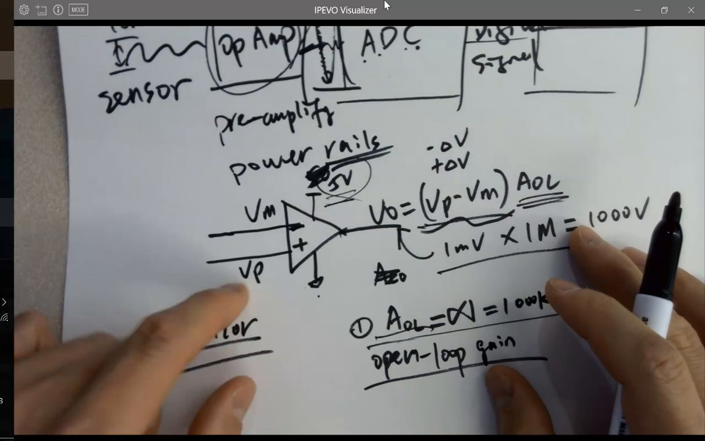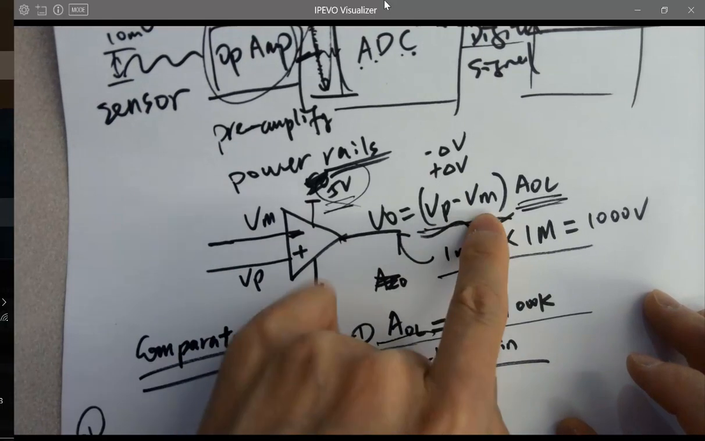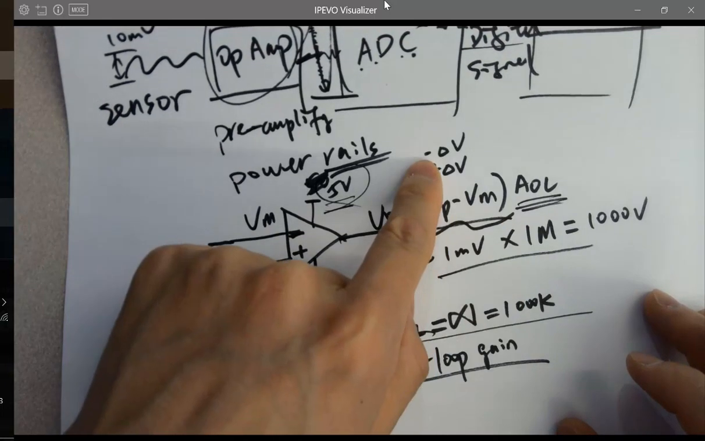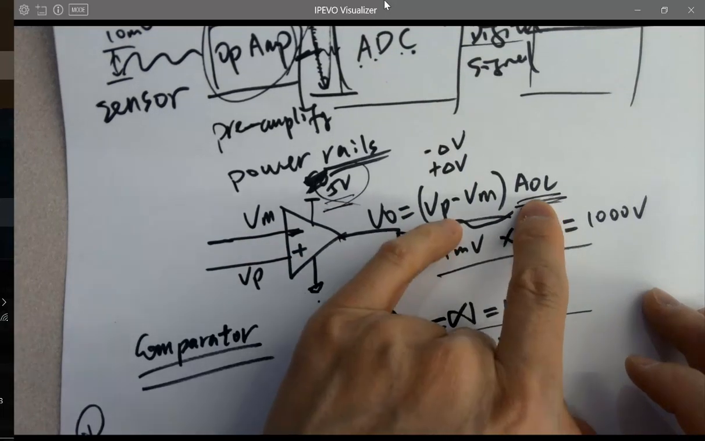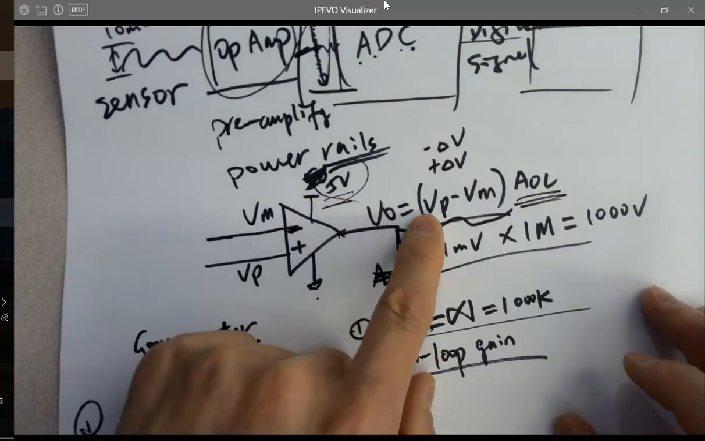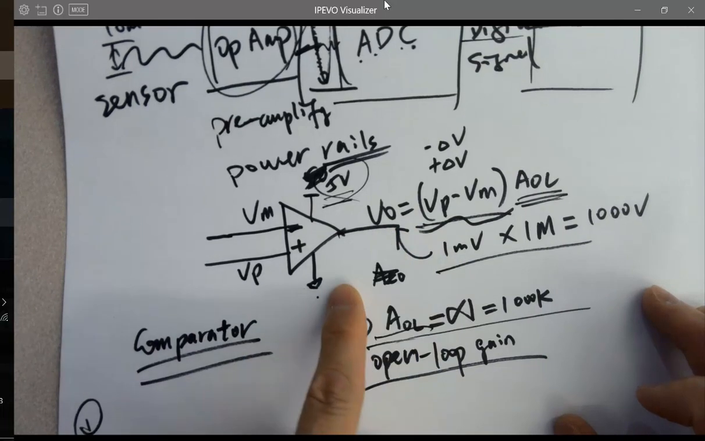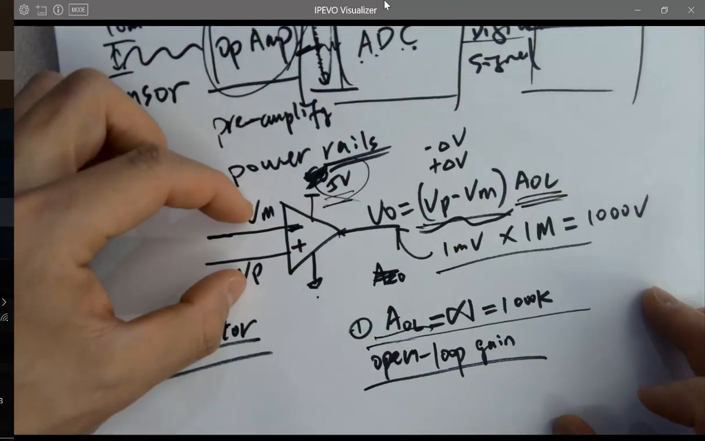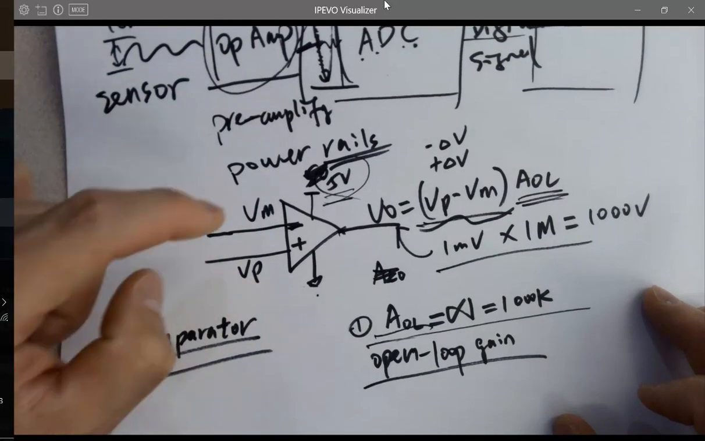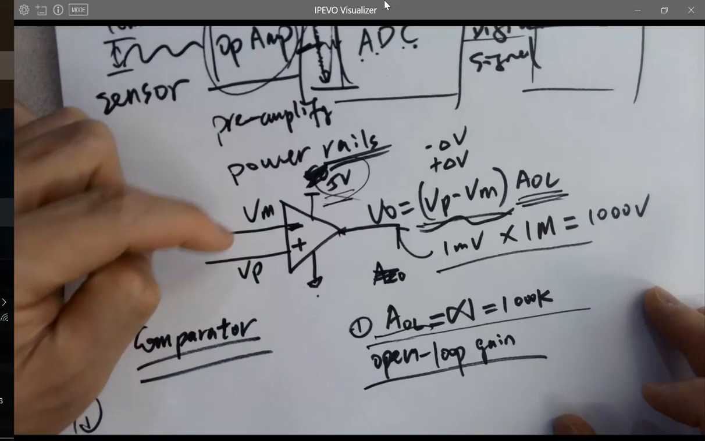Okay? So if VM is larger than VP, which means this minus this will be a tiny negative delta V, but times a million, you are getting a huge negative delta V, but it's going to saturate at 0. So it's comparing these two terminals, right? If VP is larger than VM, you're getting 5. If VM is larger than VP, you're getting 0.